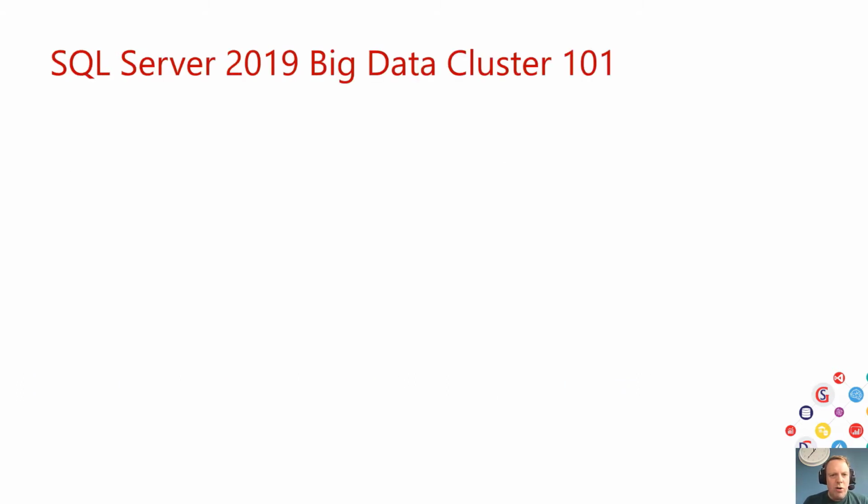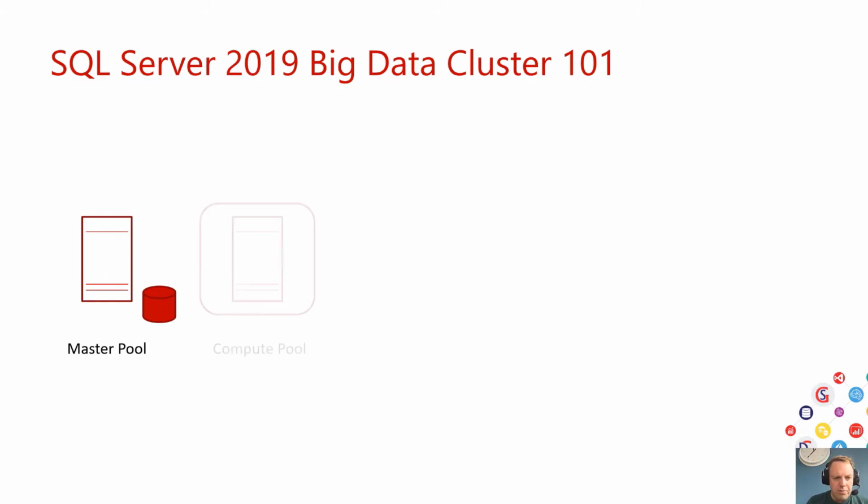Big Data Cluster 101, what is a Big Data Cluster? To put this as simply as possible, it is a scale-out data platform largely based on Apache Spark, which runs on Kubernetes. It consists of a number of pools. You have a master pool, which hosts one or more master instances, dependent on how you deploy your big data cluster. These typically provide access to your big data cluster from the outside world via tools such as SQL Server Management Studio or Azure Data Studio.